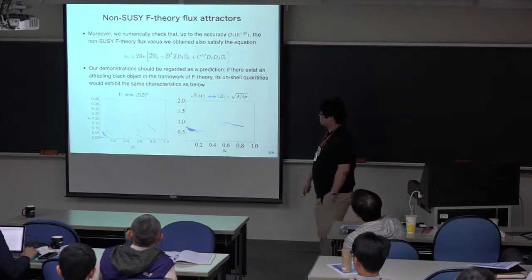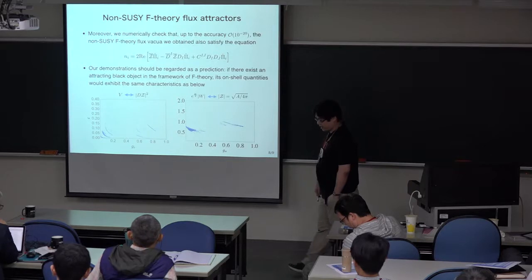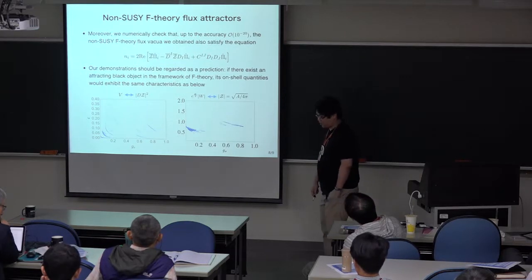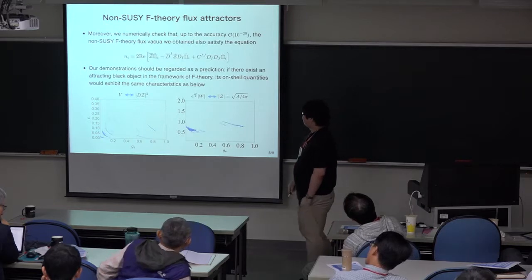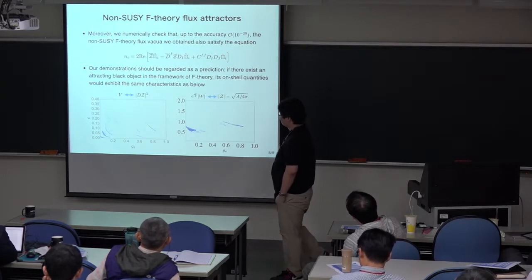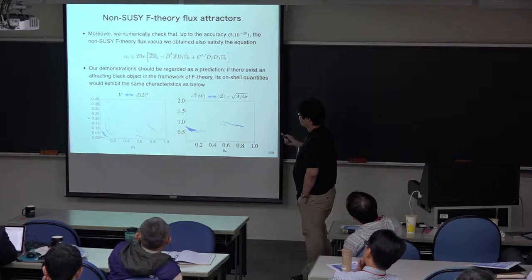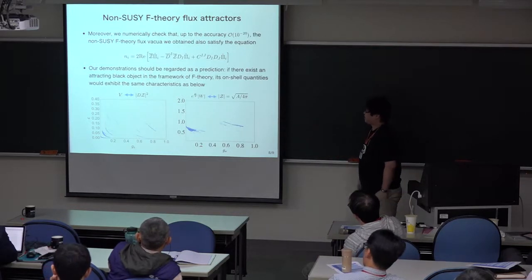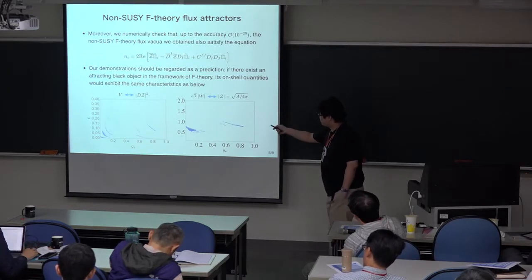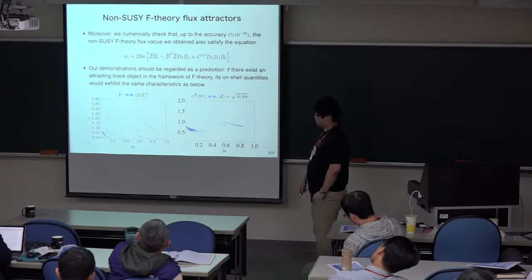On the other hand, how about non-SUSY solutions? We numerically checked up to some accuracy, 10 to the minus 20. The non-SUSY flux structure we obtain actually satisfies the same kind of algebraic equations. This may be concluded as our demonstration, which should be regarded as a prediction: if there exists an attractor object in the framework of F-theory, quantities such as the vacuum Shannon-Hawking entropy, extracted from the central charge of a black hole, would exhibit the same characteristics as we observe for F-theory flux compactifications.